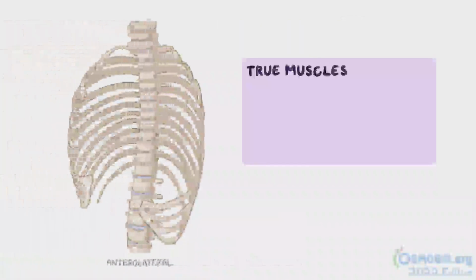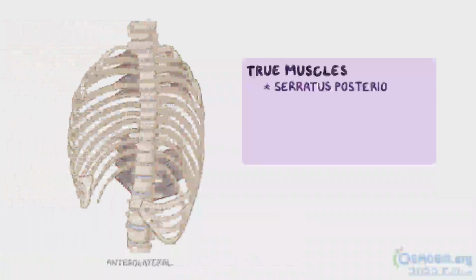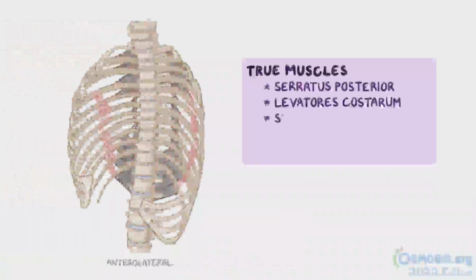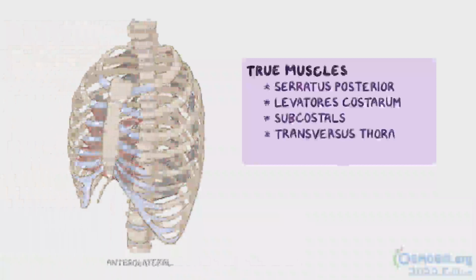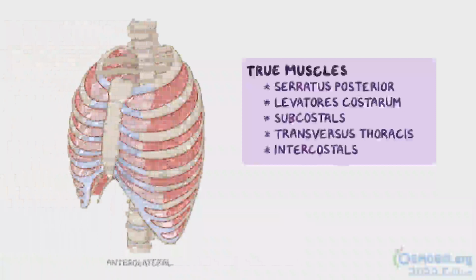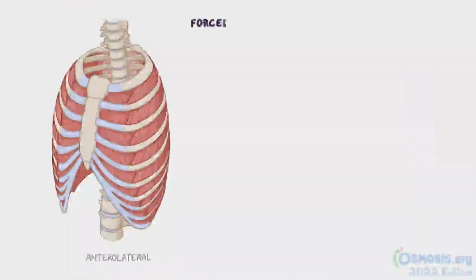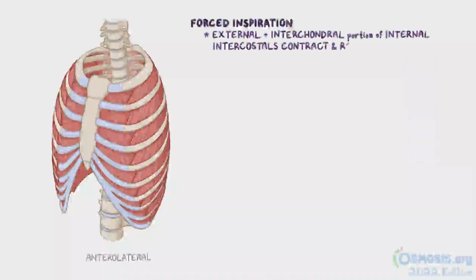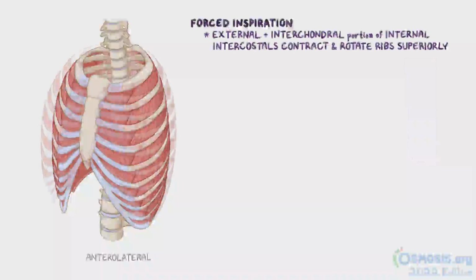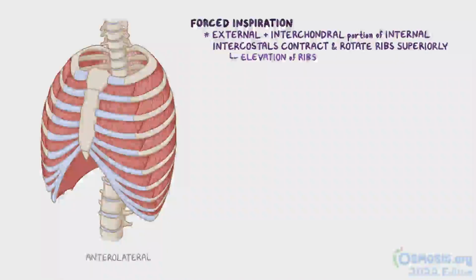The true muscles of the thoracic wall are serratus posterior, levatores costarum, subcostals, transversus thoracis, and the intercostals. The role of the intercostal muscles in respiration is to support the intercostal space, especially during inspiration when the internal thoracic pressures are the lowest. During forced inspiration, the external intercostals and the interchondral portion of the internal intercostal muscles contract and rotate the ribs superiorly at their posterior axes, elevating the ribs.